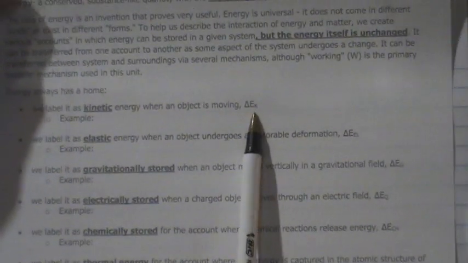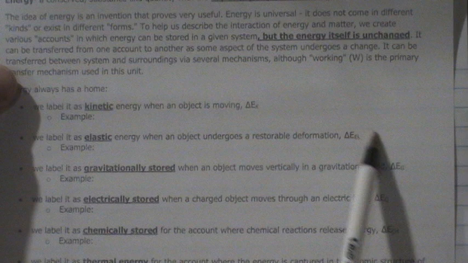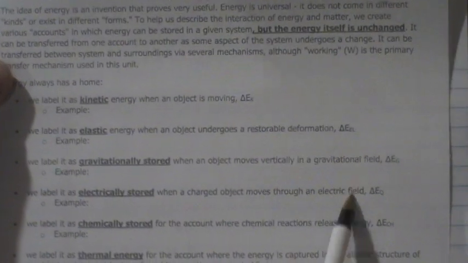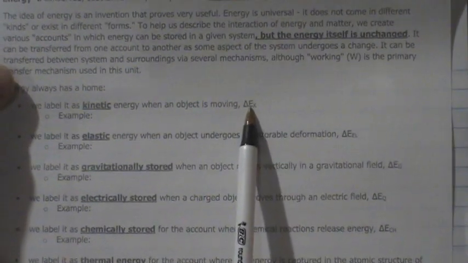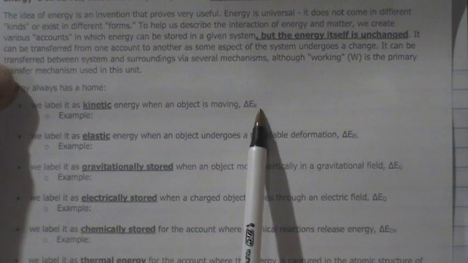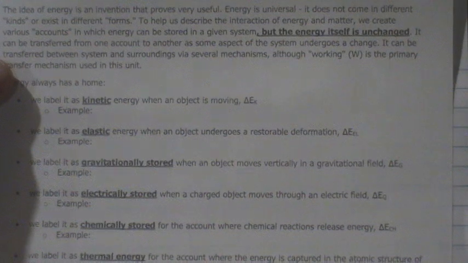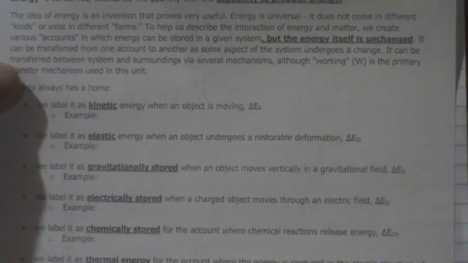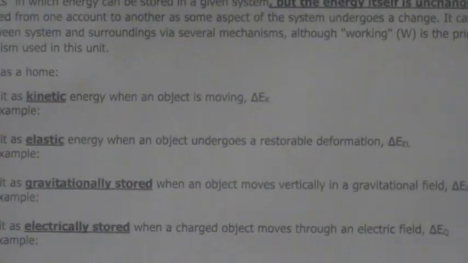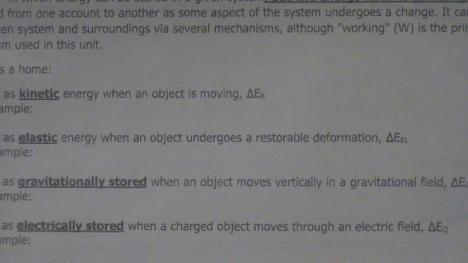To start with, we call it kinetic energy, or kinetically stored energy, when an object is moving. Our little symbol for that has a triangle because the amount of this energy tends to change as it flows through these different forms or accounts. The triangle stands for change in, E is energy, and K is for kinetic, and these all follow the same format. Let me zoom in a touch so that these are a little bit easier to see.